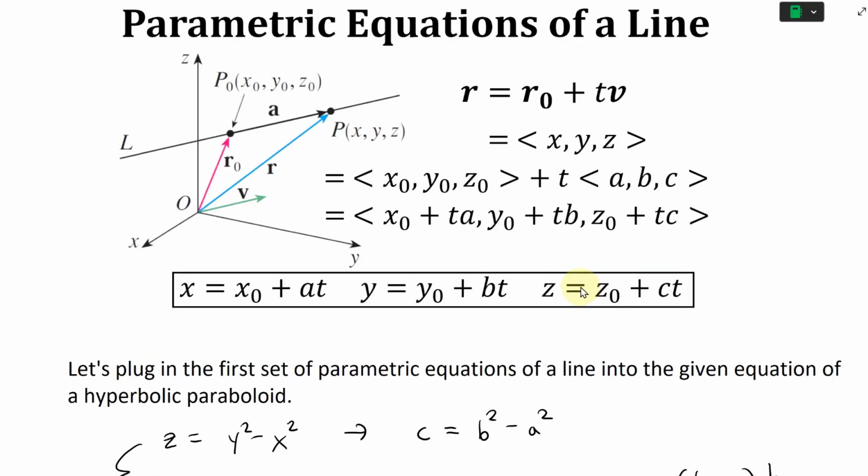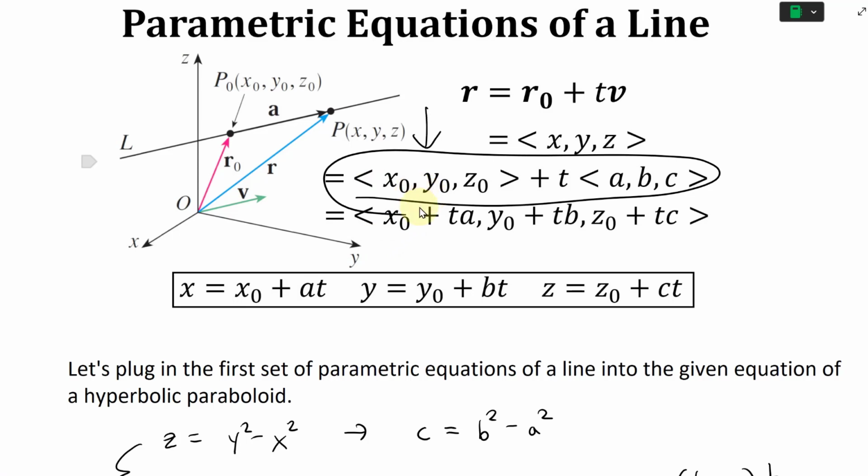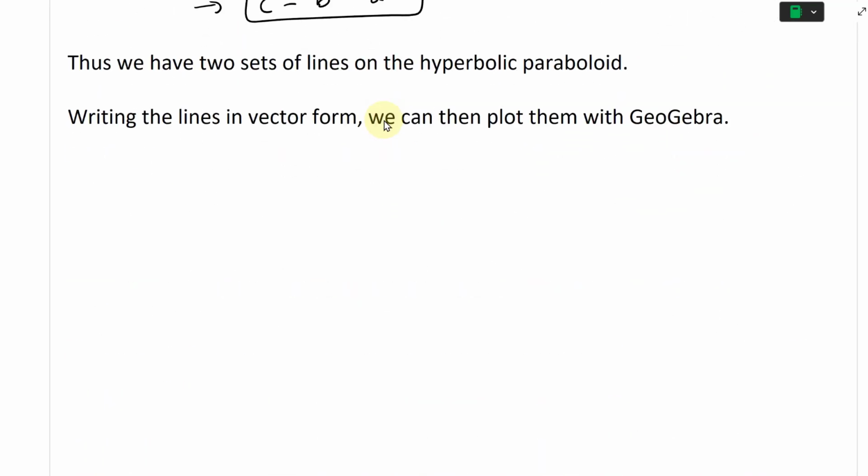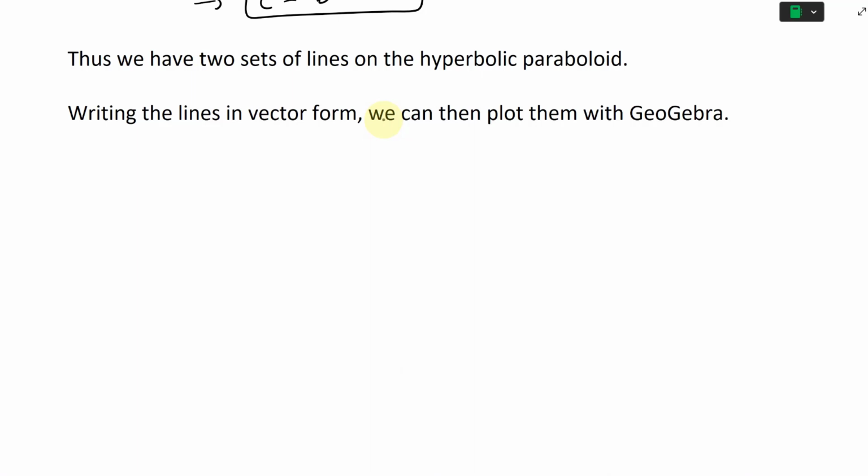So let's recap quickly on that. The lines are given in a parametric equation, so we just have to go backwards and write them out like this: a point on it, plus t times a parallel vector. All right, so let's go further and write this down. First, let's write our equation: z equals y squared minus x squared. That's our hyperbolic paraboloid.